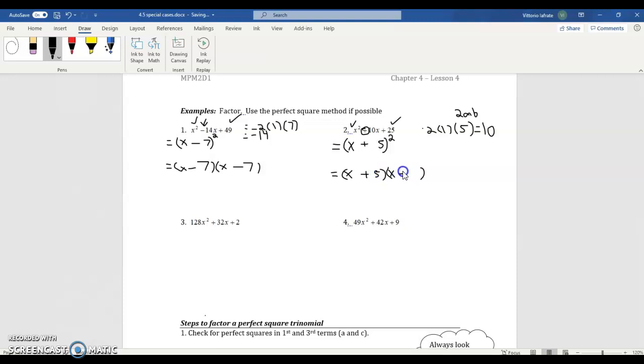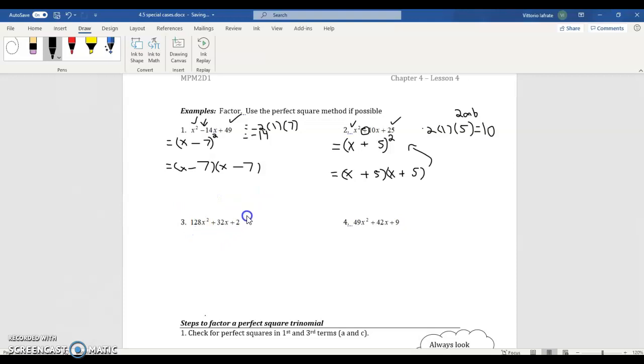And you would have noticed that these are the same identical brackets, so they're multiplied by each other. So what that means is you could have just written it as x plus 5 squared. Notice identifying that it's a perfect square trinomial gives you a bit of a shortcut when it comes to doing this situation here. So let's try example 3.